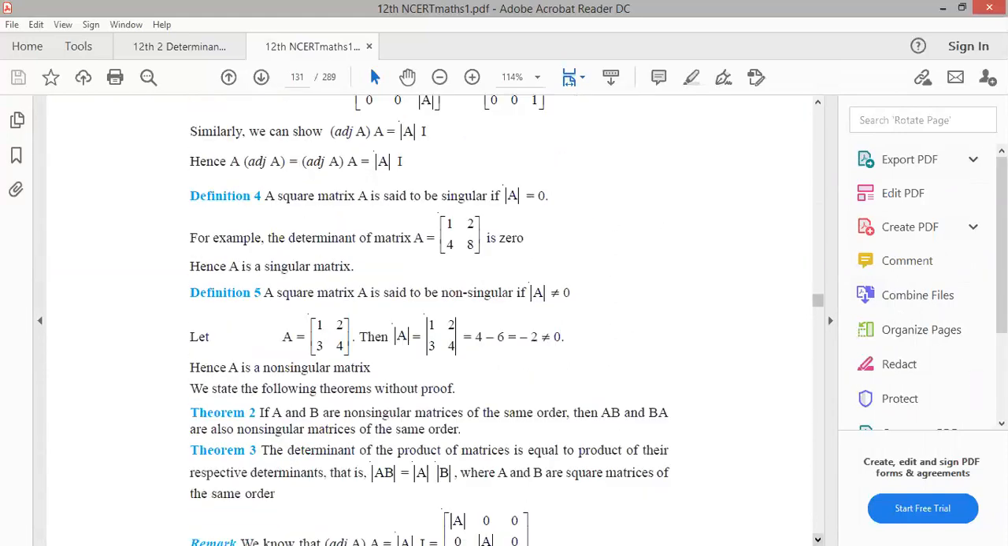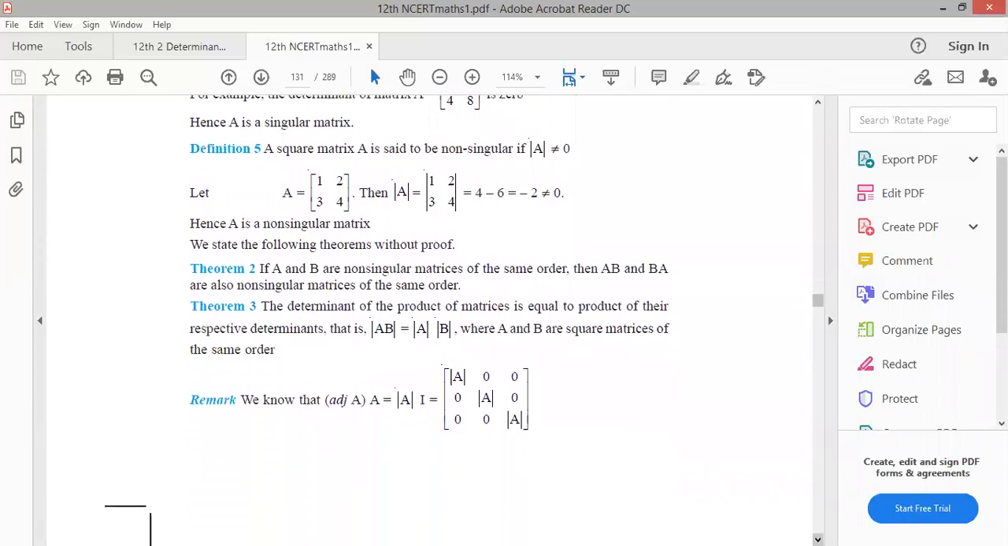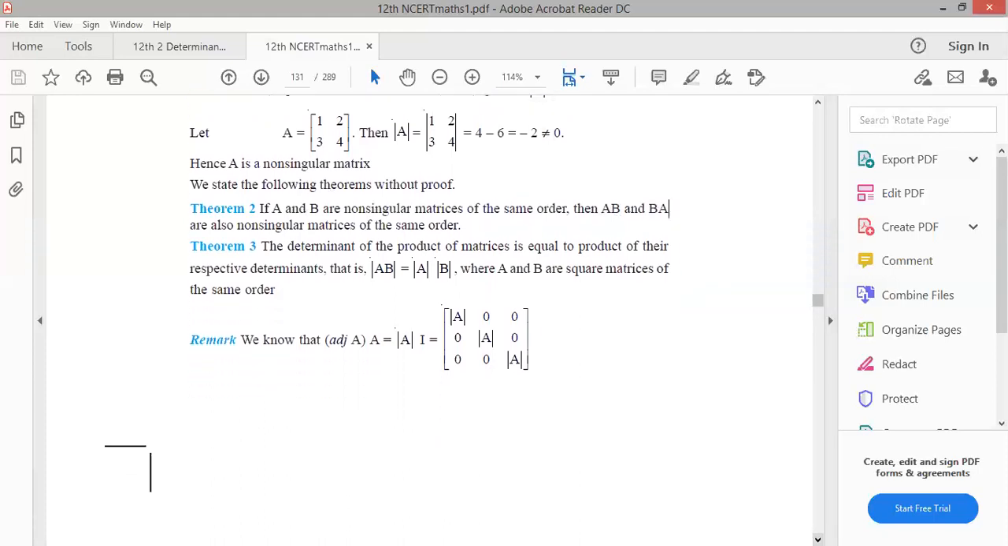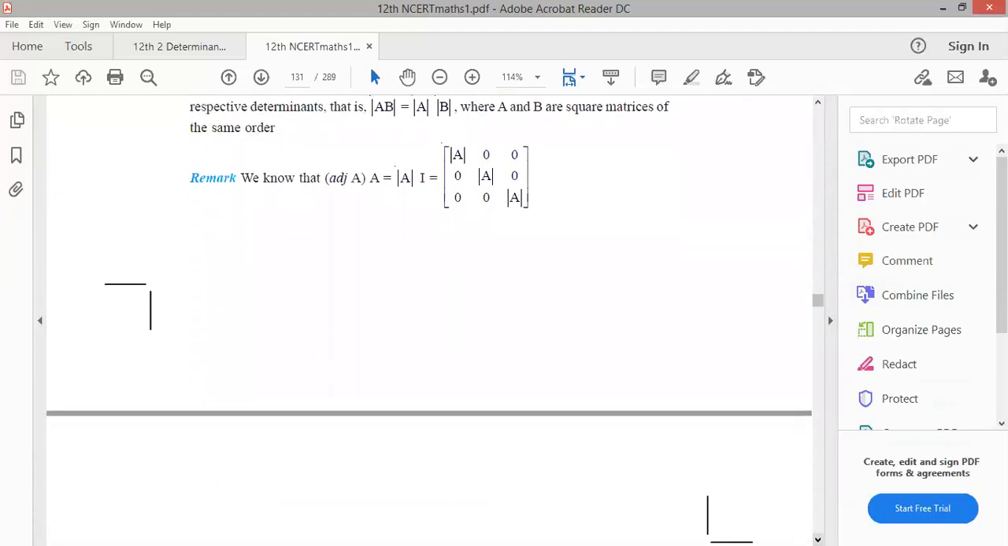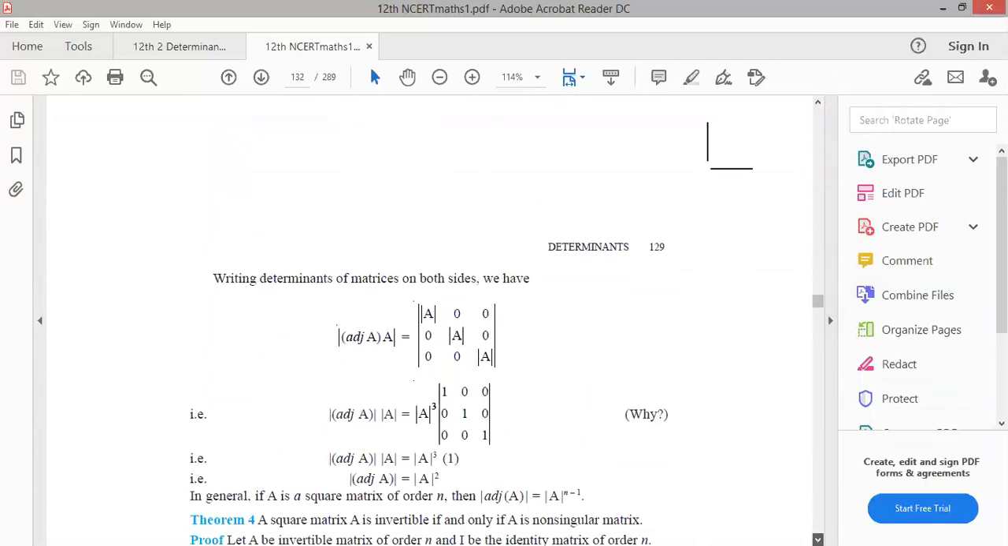Next theorem: if A and B are two non-singular matrices of the same order, then AB and BA are also non-singular matrices of the same order. A and B being non-singular means their determinants are not equal to 0. The same is the case with AB: the determinant of AB is not equal to 0 and the determinant of BA is not equal to 0. It's not a hard task to do. The verification is very simple.